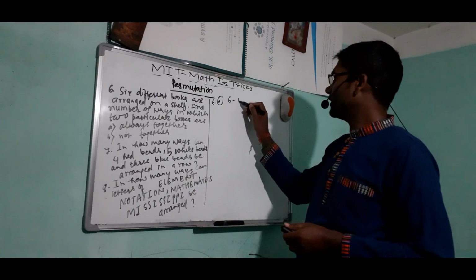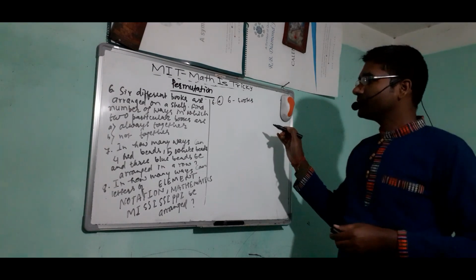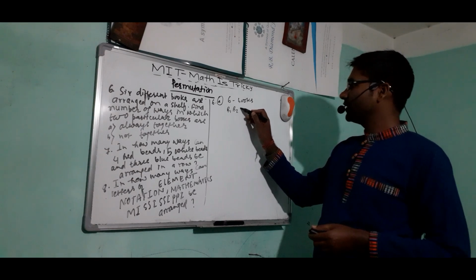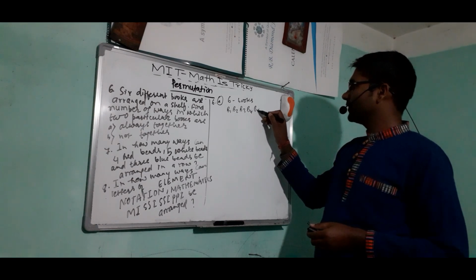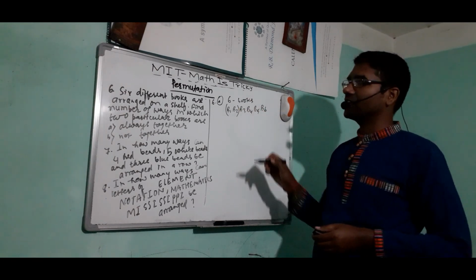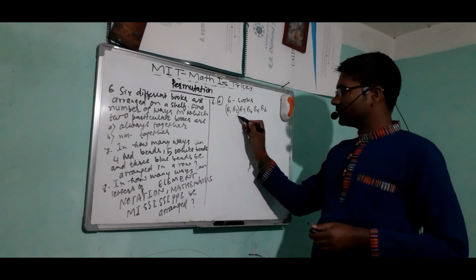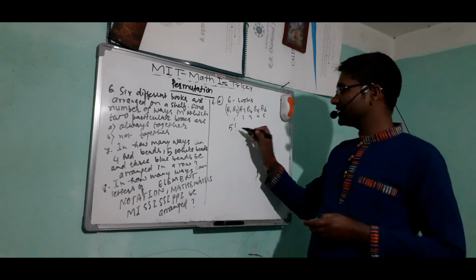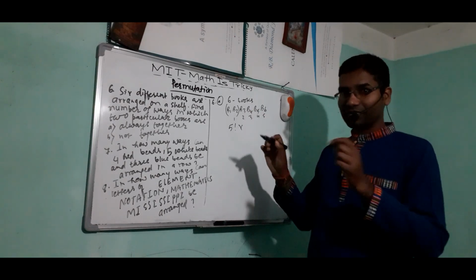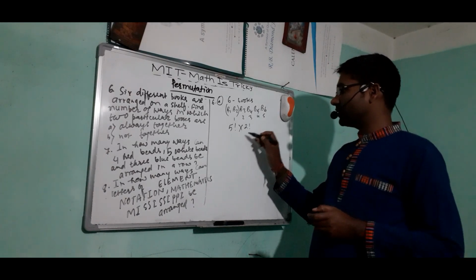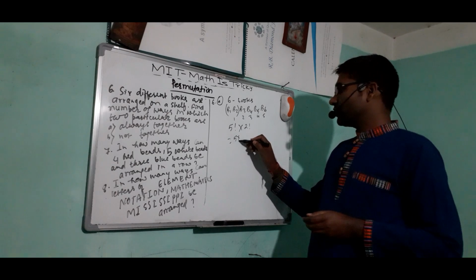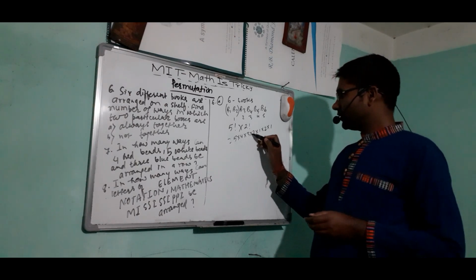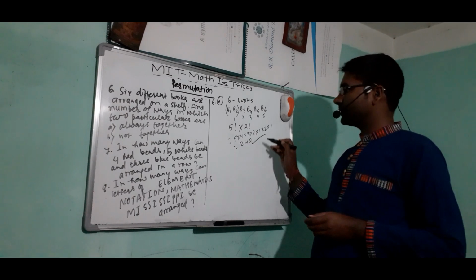We have 6 books. Total number of books is 6. First condition, 2 books are always together. So suppose here B1, B2, B3, B4, B5, B6. These are the 6 books, but always these 2 books are coming together. So this must be considered as 1. So it is 1, 2, 3, 4, 5. That means there will be 5 books which can be arranged in 5 factorial ways. But these 2 books can change their positions among themselves in 2 factorial ways. So 5 factorial means 5 into 4 into 3 into 2 into 1, into 2 into 1. So 120 into 2 is 240. That's your answer for the first part.